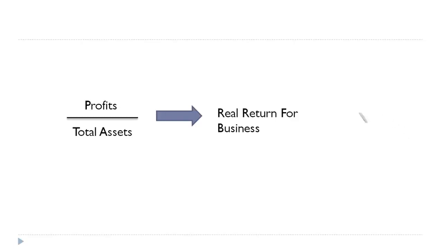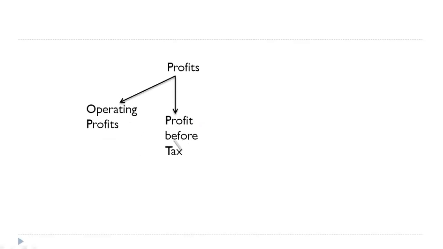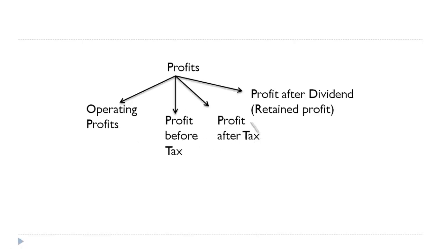Fine. Now a question is, what is profit? Here I'm saying we have to take profit. But when we say profit, there are various types of profit. One is operating profit, two is profit before tax, three is profit after tax, and four, profit after dividend. So there are four forms of profit. Which profit should we take for this analysis? For that, I'll give you an operating statement. We'll understand, then we'll proceed further.